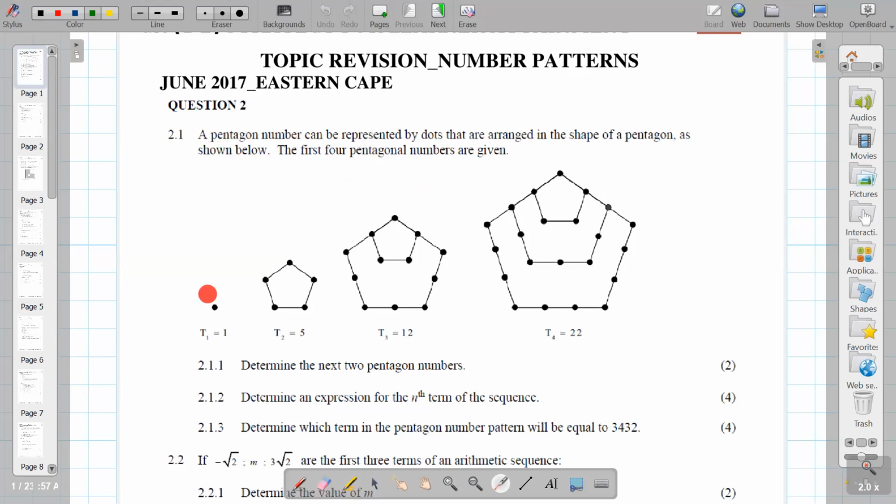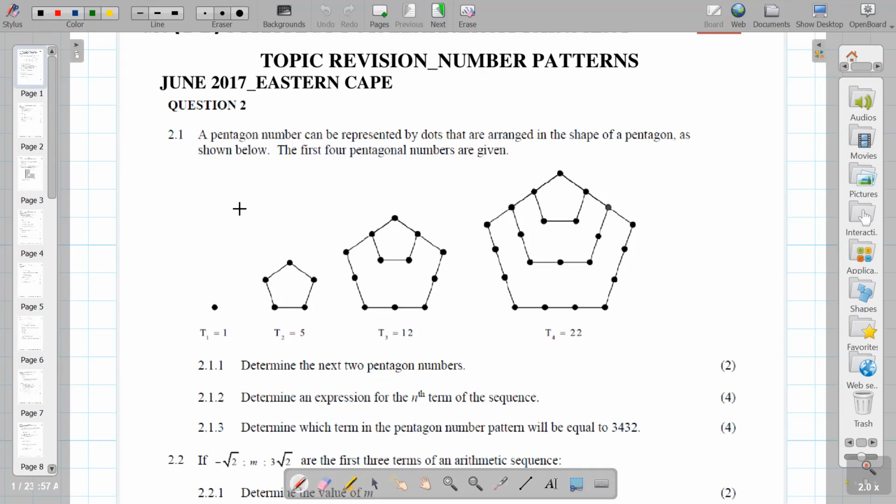Now, there are pentagons. Term one, the first figure, is one dot only. The second one has 5 dots. You see the shape. And the third shape has 12 dots. You can even count, and it is 22. Now, the first question asked: determine the next two pentagon numbers.